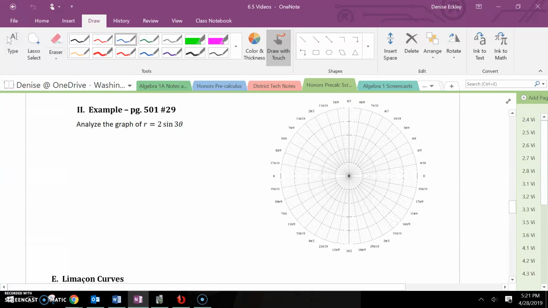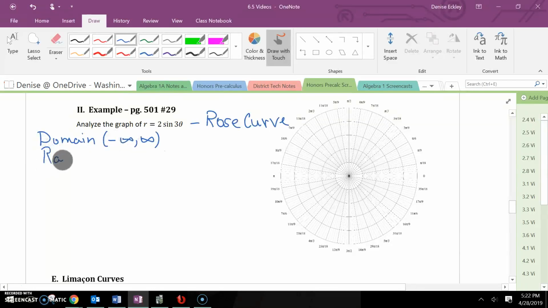Page 501, number 29, we are to analyze the graph of r equals 2 sine 3 theta. From the form of this equation, I know that this is a rose curve, so I can analyze it based on the properties that were given in the book. First thing is the domain is going to be all real numbers.